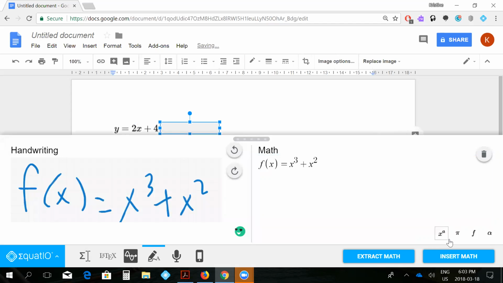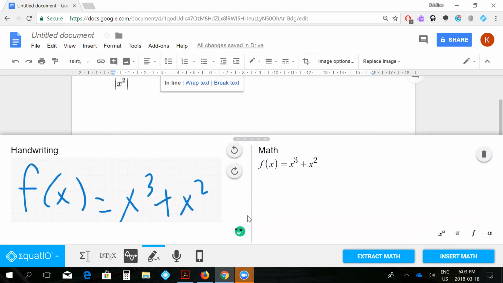And of course, you can use the symbols over here. This little smiley thing tells you that they recognize your math. So if it's green, your math is being recognized.